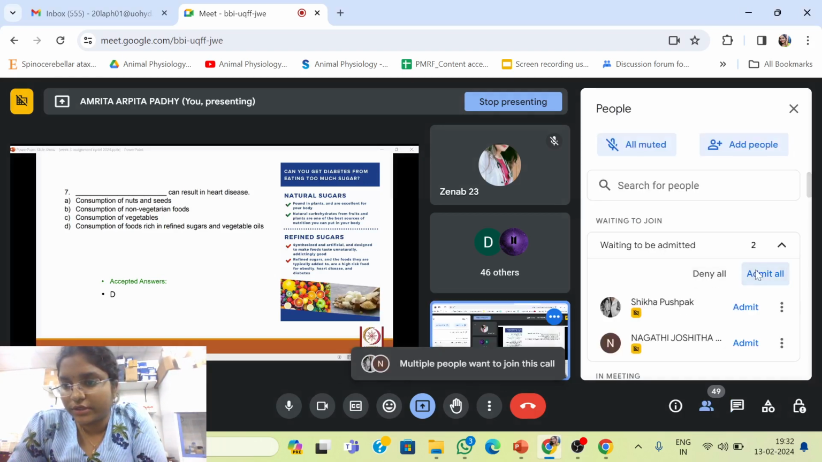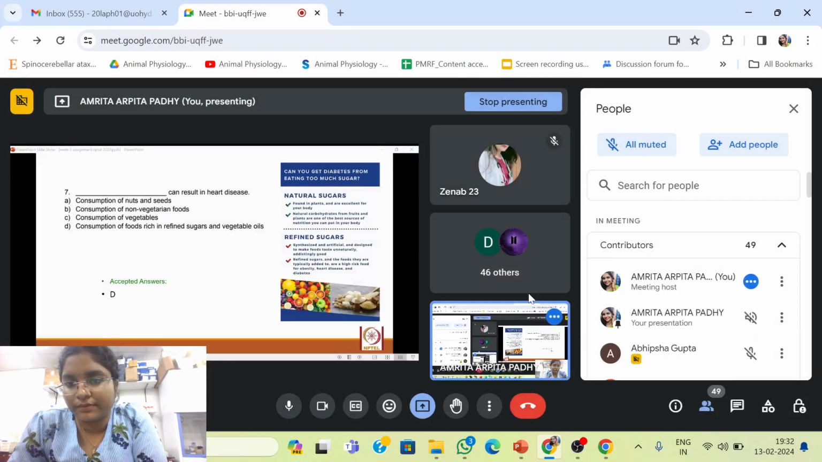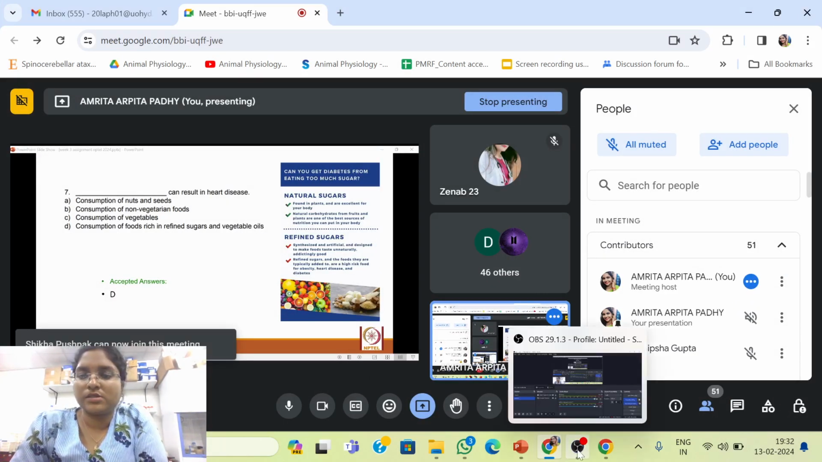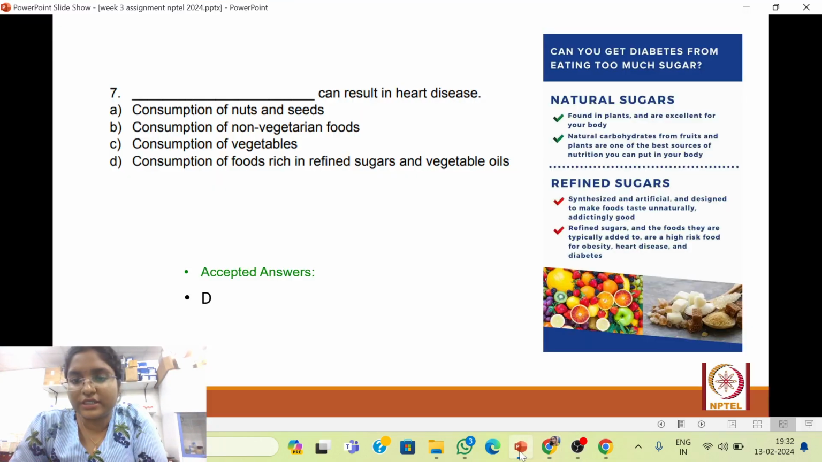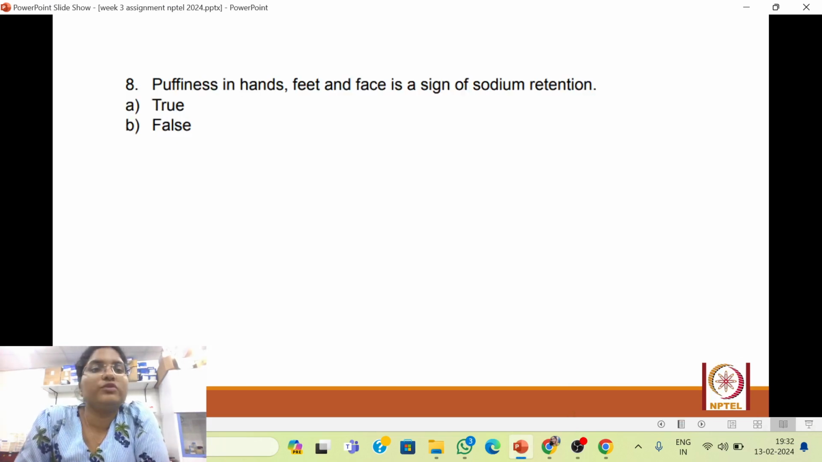Okay. Yeah. So refined sugar and vegetable oils are risky as they can cause heart disease. Right? So we should decrease their consumption. Moving on to the eighth question. Puffiness in hands, feet, and face is a sign of sodium retention. True or false?